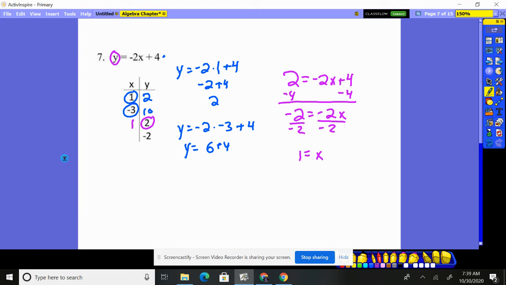So x is 1. What about when I do it with -2? So I replace the y with -2 and then solve. Move the 4 over again. I get -6 is -2x. Divide by -2. You're going to get x is 3.